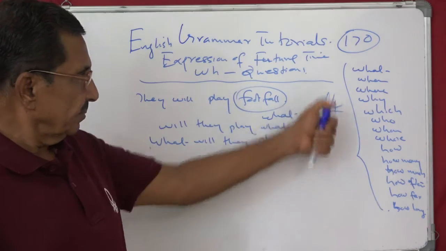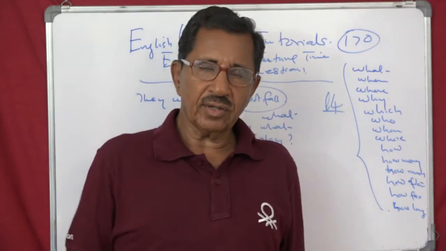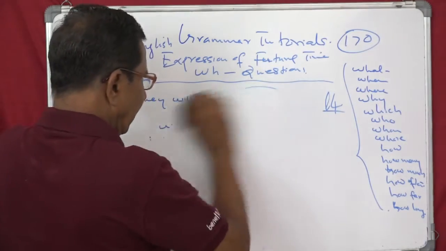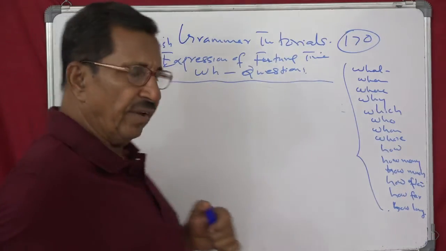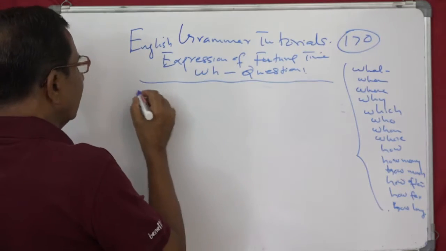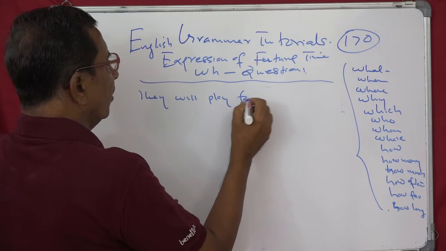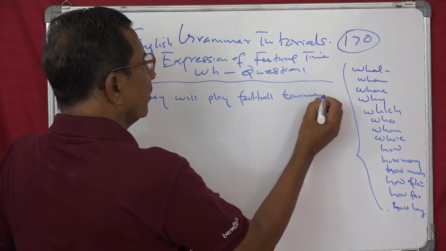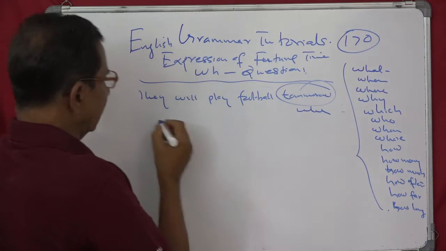Like this you can say, when will they play football? You want to get the answer tomorrow. They will play football tomorrow. And then what you do is, you use when. You cannot say what. For time you use when. So they will play football tomorrow. Now when you want to get this as an answer, then what will you do? When. And bring it here.